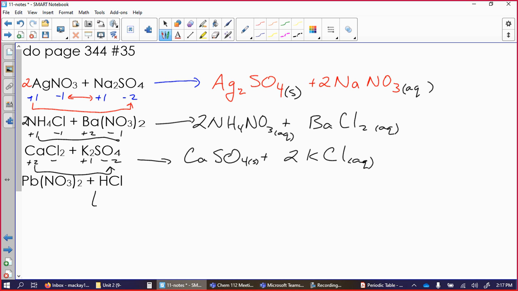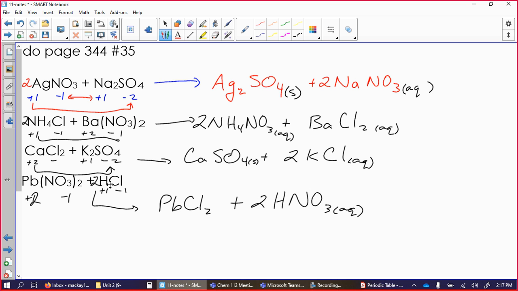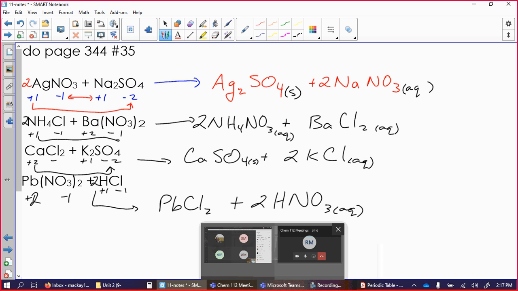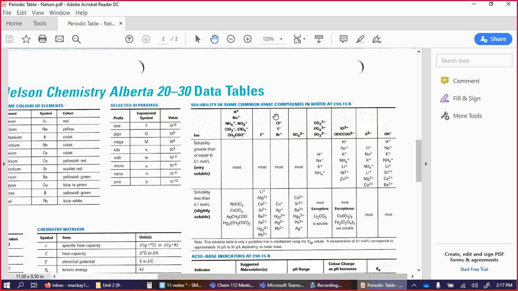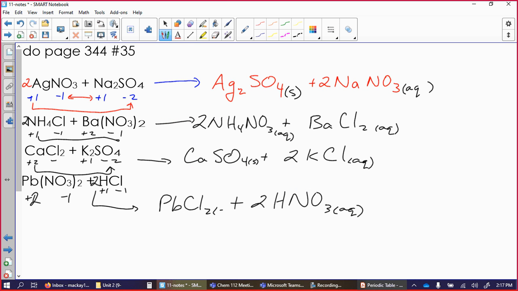Aqueous. And quickly, well, it's +2 -1. Anything with a nitrate and an H is soluble. PbCl2. Should be Cl, Pb2+. And that one's a solid. So I'm going to put an assignment that has a couple questions with those up with balancing. That kind of puts everything into place.